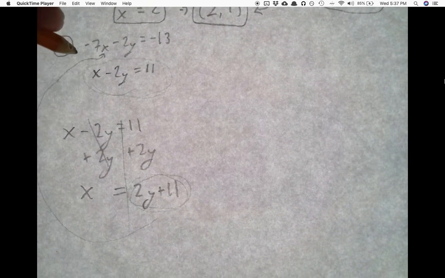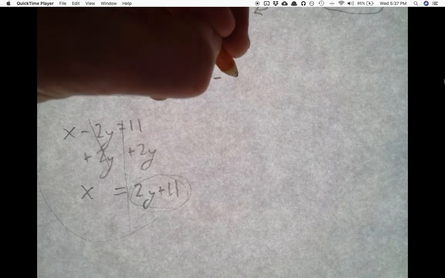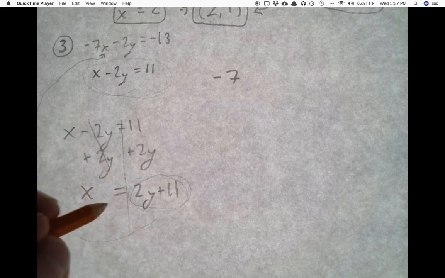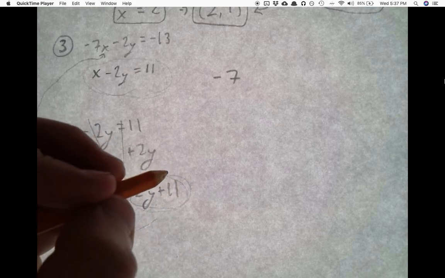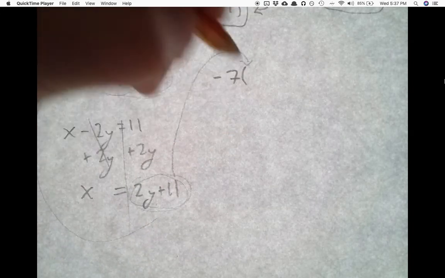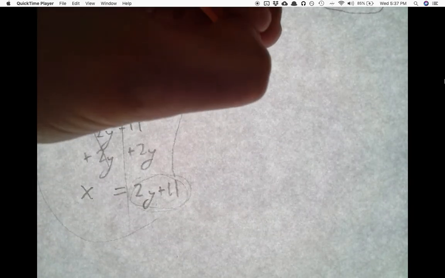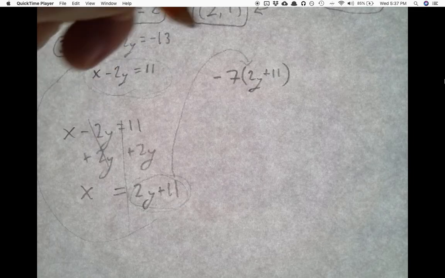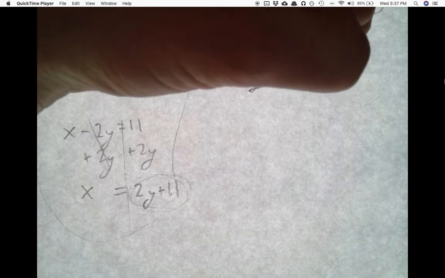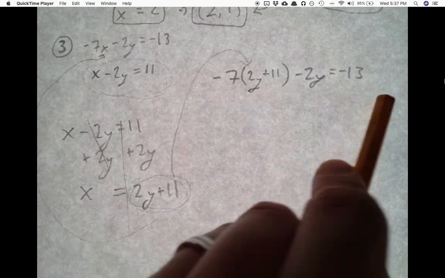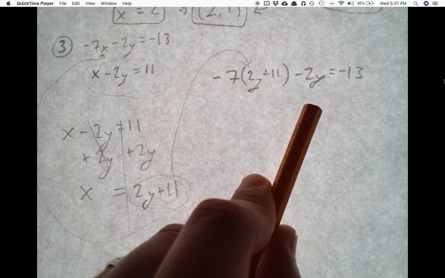So let's do it. I'm going to start by rewriting this equation. Negative 7, but instead of x, because we got x by itself, we can say, well, x is equal to 2y plus 11. We can just substitute that in. So in place of x, we're going to put all of this. 2y plus 11. And now we're just going to finish rewriting the rest of this. Minus 2y equals negative 13. Now that we got a variable by itself so that we could do substitution, the substitution's done. Now we just got to solve for y. And we're halfway there.